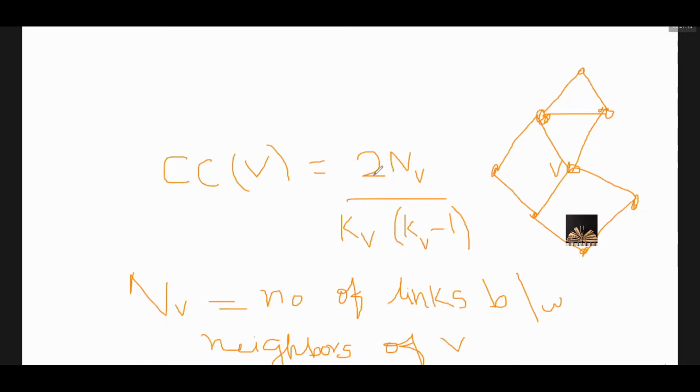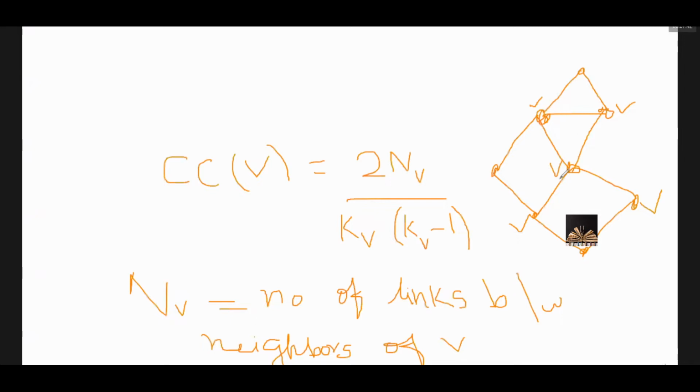So what is the formula? 2 into NV. What is NV here? Number of links between neighbors of V. First, you should find the neighbors of V. Who are the neighbors of V? Here, this is one neighbor of V, this is one neighbor, and this is one, and this is one. We have 4 neighbors of V. So what is NV? Number of links between neighbors of V.